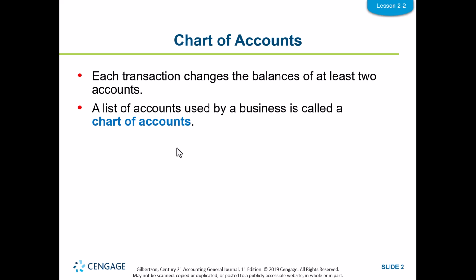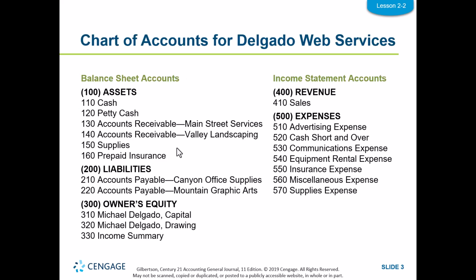It says each transaction changes the balance of at least two accounts, and a list of accounts used by a business is called a chart of accounts. Here's an example of what a chart of accounts could look like. You see that they have everything categorized, so our assets are all 100 level accounts. All of our liabilities are 200 level. Our owner's equity are 300 level. Our sales, which is revenue, is 400, and then all of our expenses are 500.